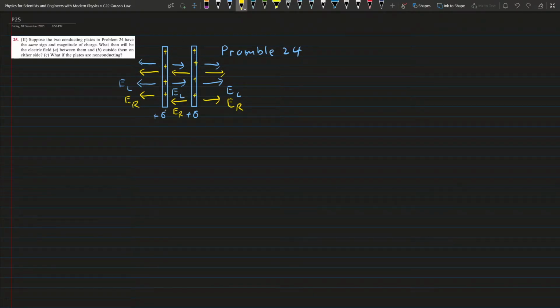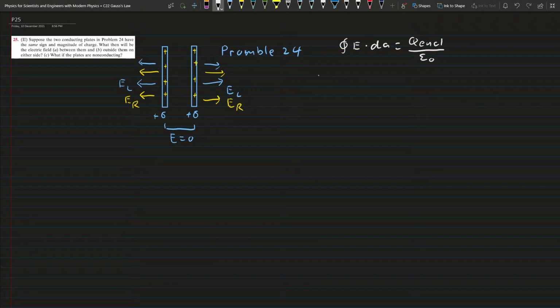So from the diagram here, you can see actually these two electric fields cancel one another between these two plates. So the electric field between these two plates is equal to 0. Now we can start to solve for this question. We start with the most general form of the Gauss law. This is the Gauss law.